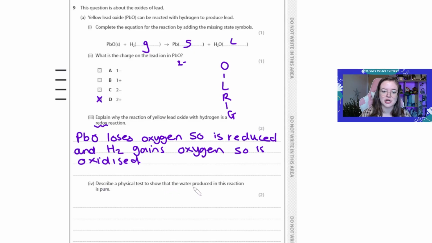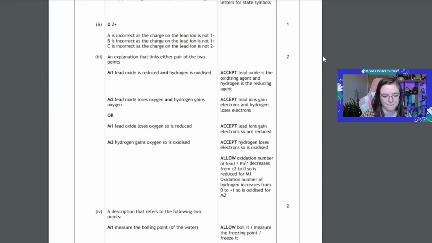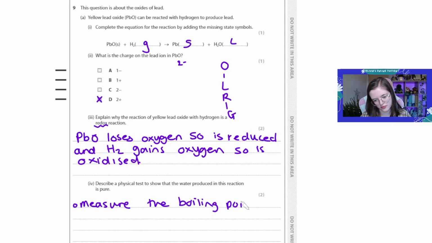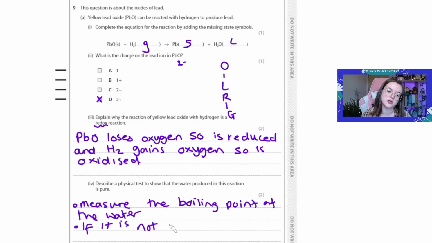Then part 4: describe a physical test so the water produced in this reaction is pure. So we know that pure water boils at 100 degrees exactly. If it does not boil at 100 degrees exactly, then it is not pure. So that's what we're going to do. We are going to measure the boiling point of the water, and if it is not 100 degrees Celsius, then it is not pure. But yeah, that would be 2 marks.